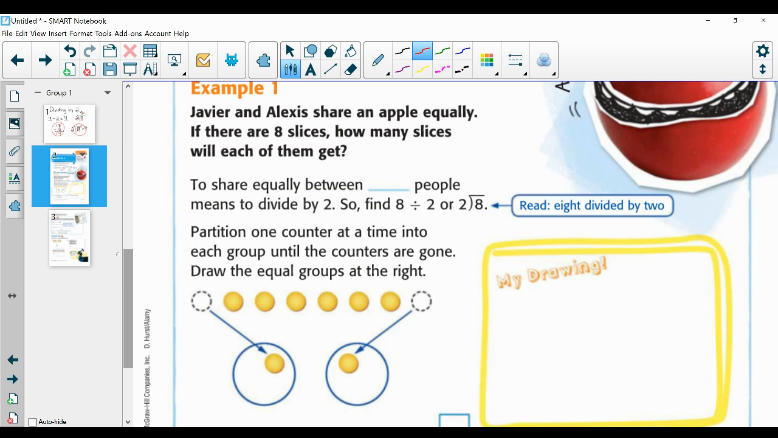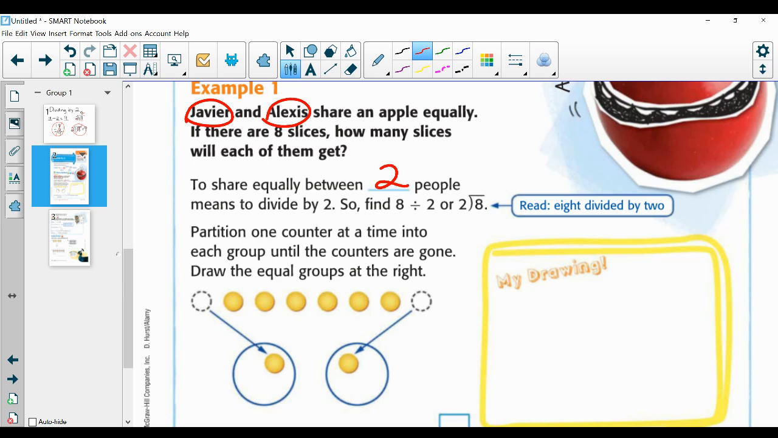Now they said read this 8 divided by 2. That is the way to read it, 8 divided by 2. But to help us think about it, I like to say how many 2's in 8. So let's back up. To share equally between how many people? Our people in our story are Javier and Alexis. So we have 2 people.